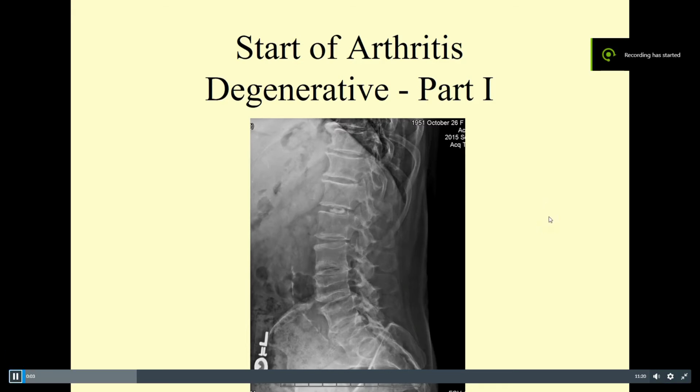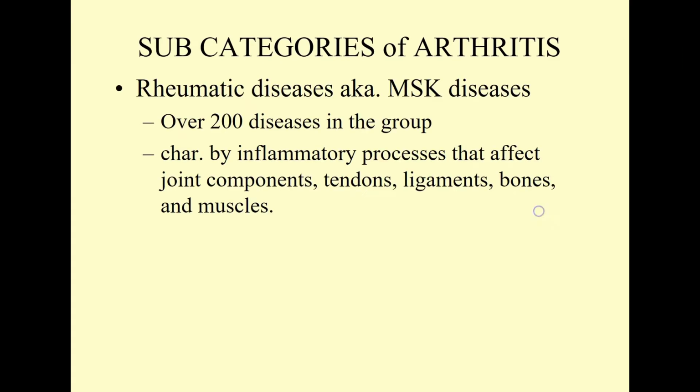We are arthritis, subcategory degenerative, part one. So for convenience's sake, we have divided the big topic of arthritis into four subcategories. The reason for that is when we look at rheumatic diseases, which you can also simply refer to as any musculoskeletal disease, there are over 200 identified diseases in the group.